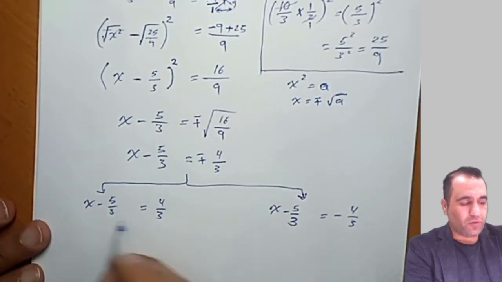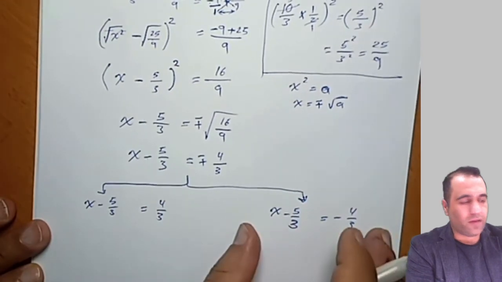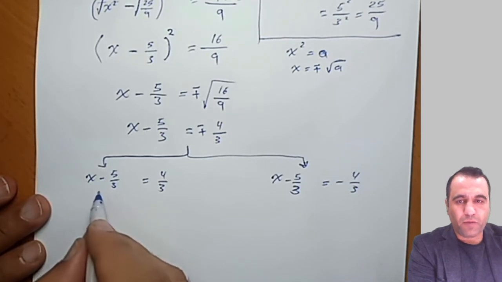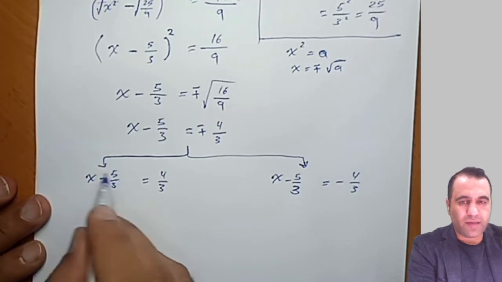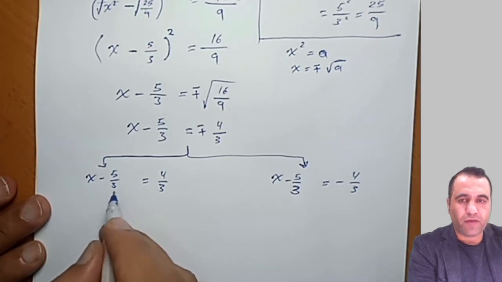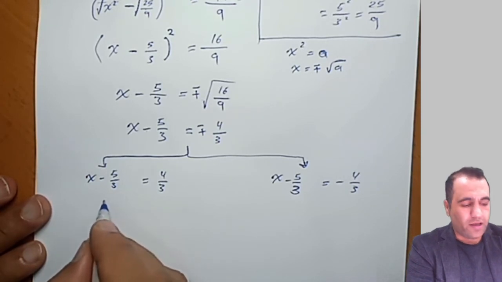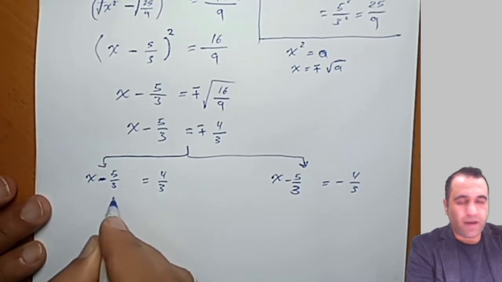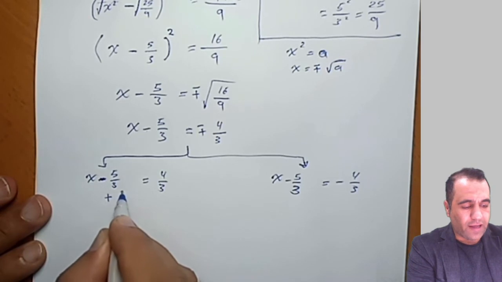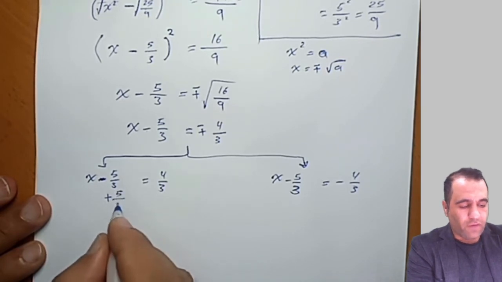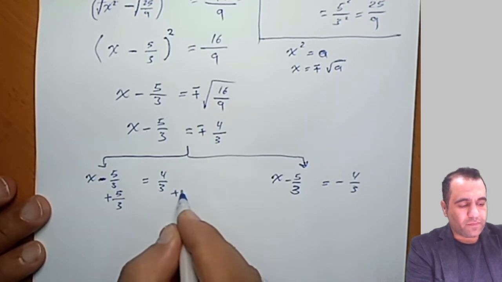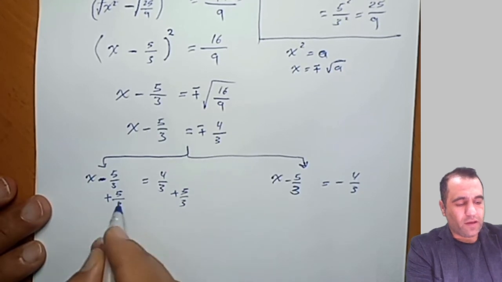Now, what should we do? We solve this part, and then solve the other part, and then we get the answer. For this side, we want to make x alone. So what's happening around it? x is minus this fraction, minus 5 over 3. We have to do the opposite. The opposite is to add the same fraction. So we add both sides. If I add 5 over 3 to this side, we have to do the same thing for the other side.